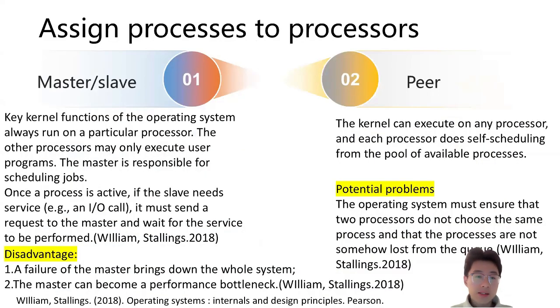And here you can see two methods of assigning processes to processors. The first one is master/slave, and the next one is peer. Master/slave means the operating system always runs on a particular processor, and the other processors may only execute user programs. And peer means everything can execute on any processor, and each processor does self-scheduling from the pool of available processes. But both of them create some problems, like disadvantages and potential problems.